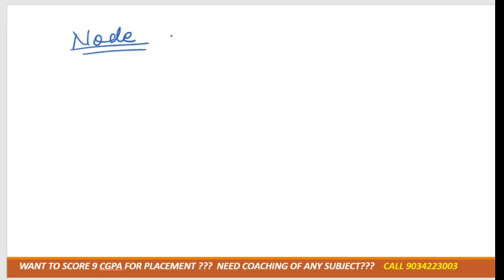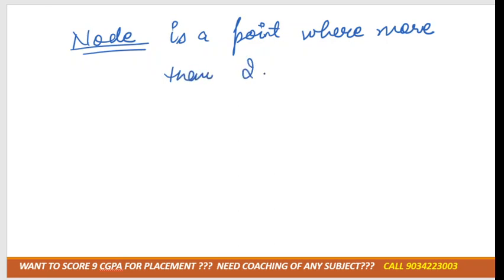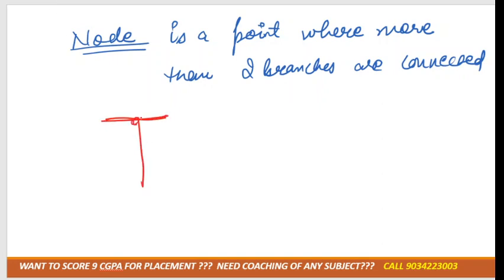What is a node exactly? A node is a point where more than two branches are connected. Branches means wire. Okay, clear? Branches means the wire. Like suppose we are having this one here. How many branches are connected? Three branches are connected. Similarly, this one is also a node. Here four branches are connected.